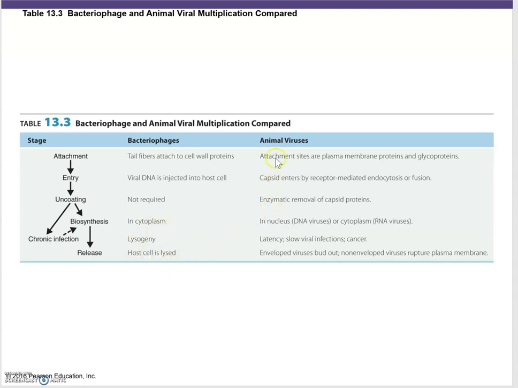Now, if we're looking at animal viruses, you can see that they are dealing with a nucleus, where they usually have to get the genetic material into. We will take a closer look at how some of the detail of this works. It's quite different in DNA versus RNA viruses. Sometimes you are also dealing with something called a latency period. And it also really depends on whether you have enveloped viruses or non-enveloped viruses, and whether they can do some replication in the cytoplasm or in the nucleus.